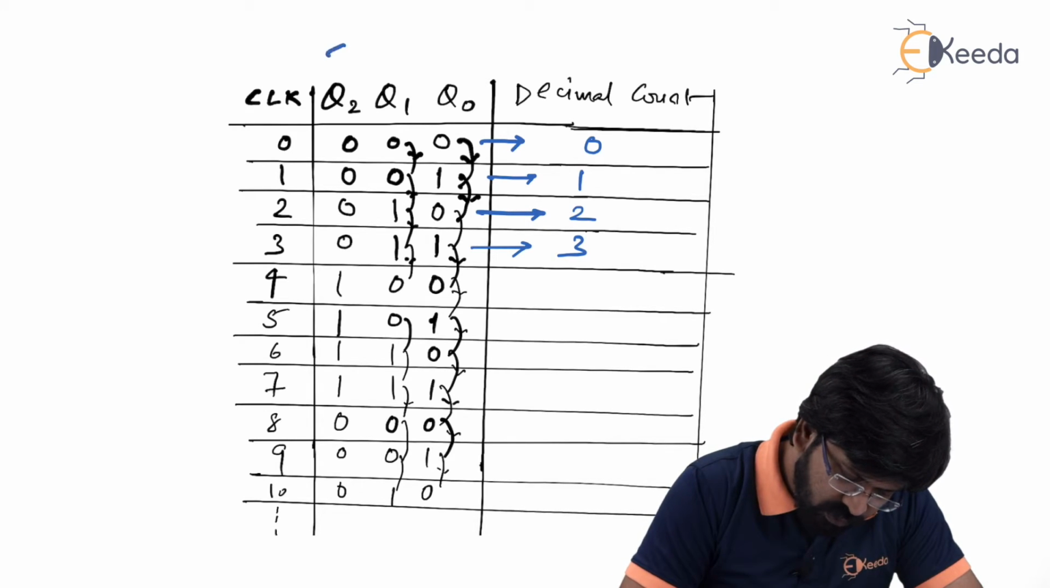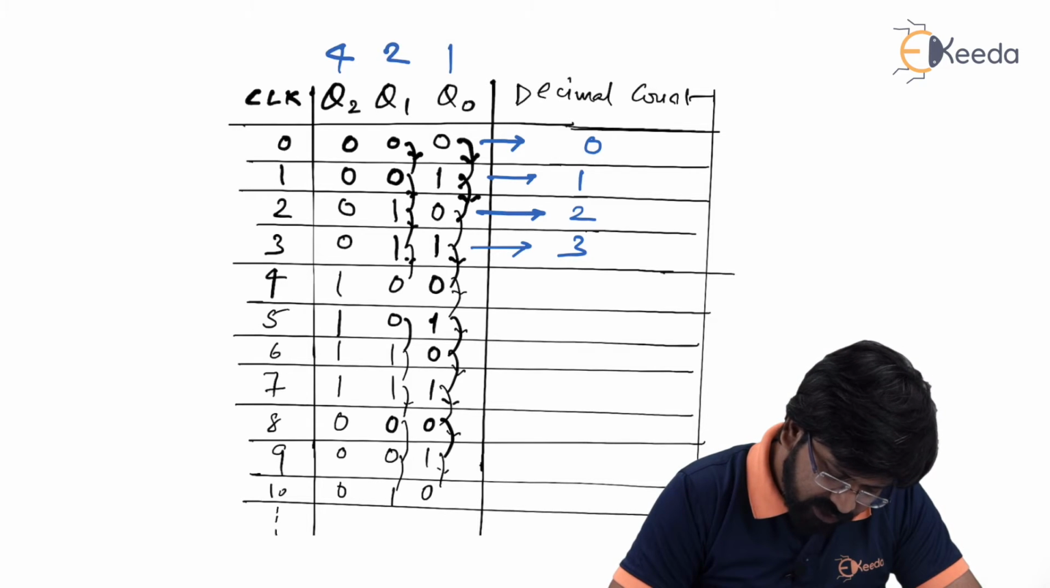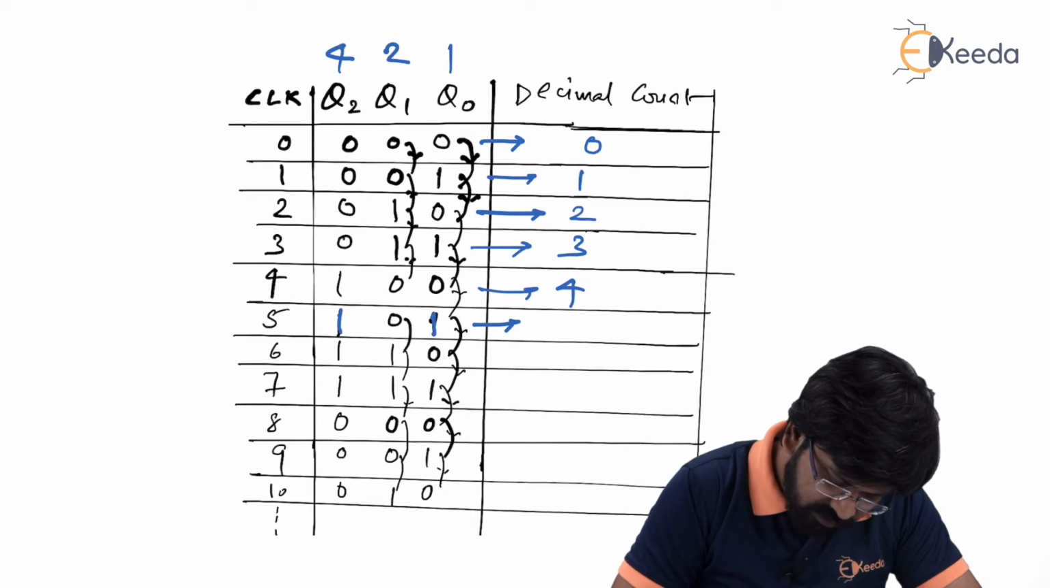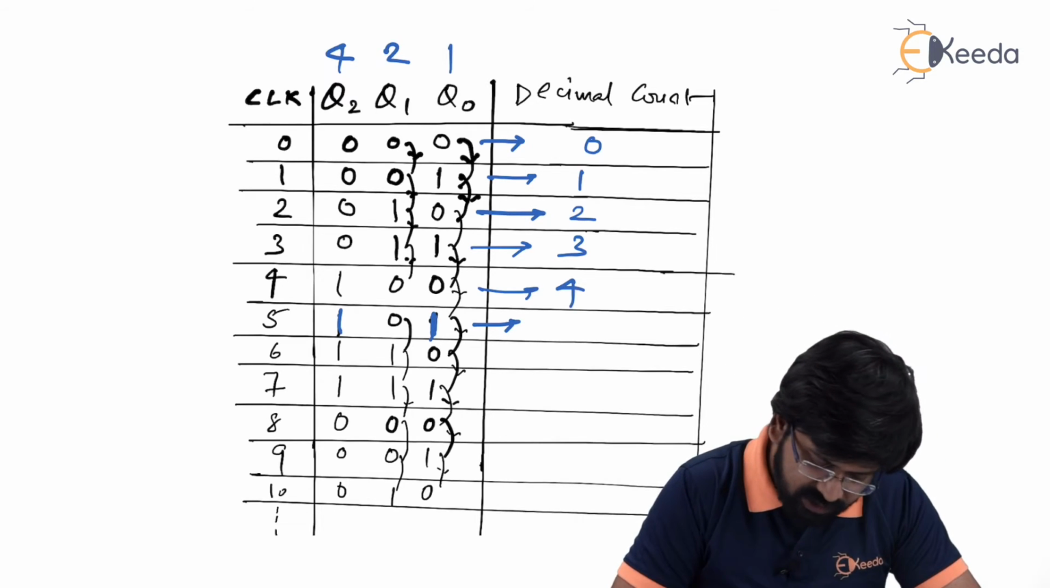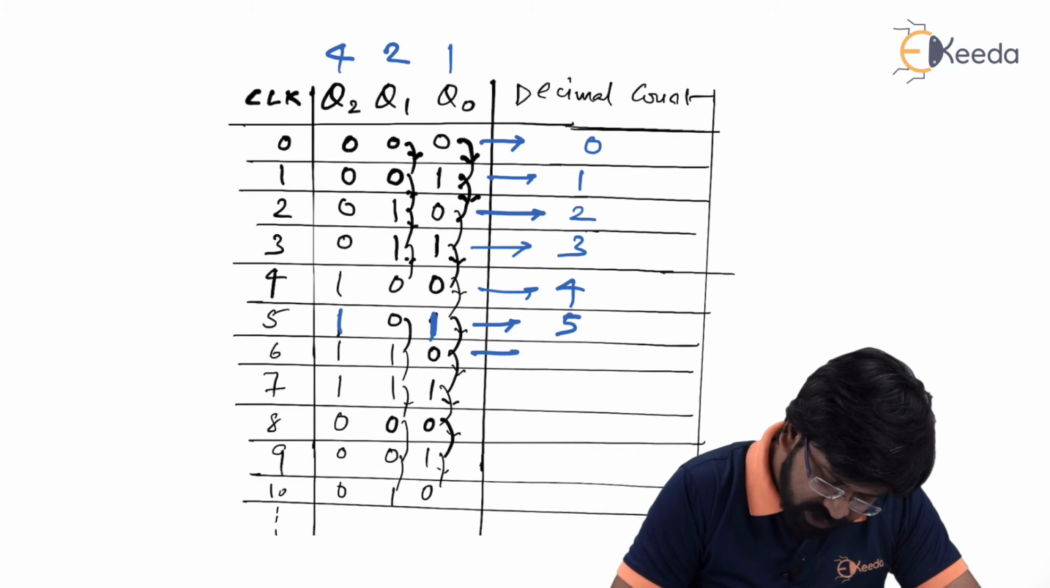You can use 4, 2, 1 on top of this so that you can identify this. For 100, as you can see, there is 1 only below 4, so it is nothing but 4. For 101, it means below 4 and 1. 4 plus 1 is 5. After that 110, so it is 6. For 111, it is 7.